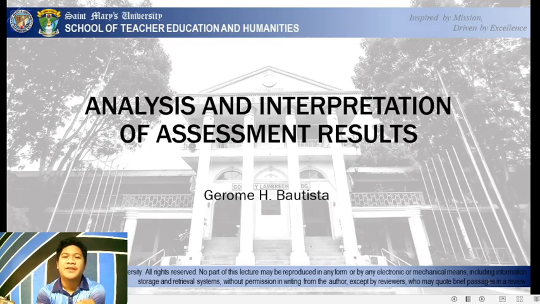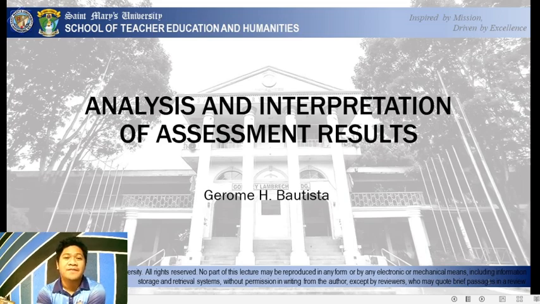Good day, everyone. So, this is our lesson on analysis and interpretation of assessment results. It is expected that before this lesson, you are already familiar with the methods of test construction or the steps in test construction, and at the same time, you have taken already lessons on item analysis, which includes index of difficulty, index of discrimination, and of course, the measure of attractiveness of distractors in a multiple choice type of test.